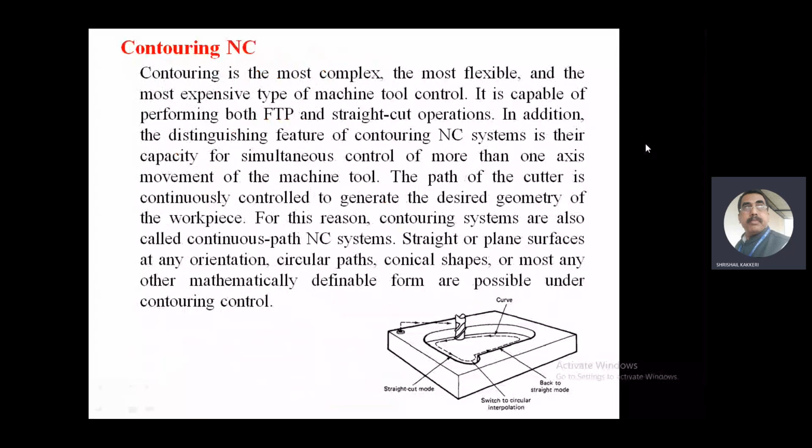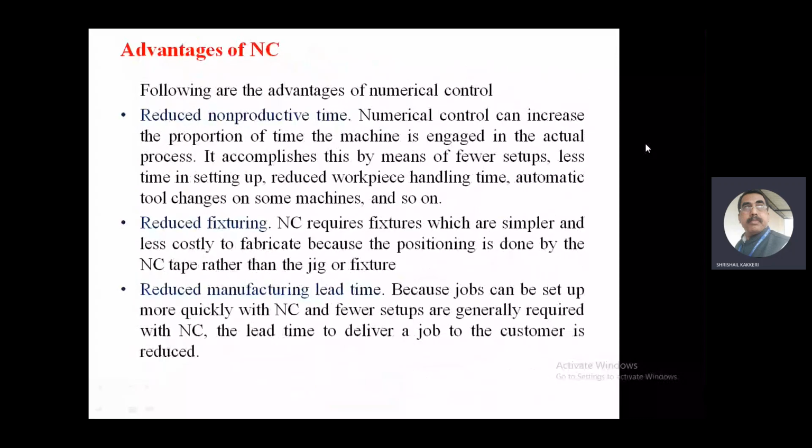All these you must remember so that you can think about what best you can do. So those are the three important motions. PTP, point to point, for multiple drilling operations. Straight cut, for end milling operations. Contouring, for very complicated shapes. Very simple. And you can write the simple figure and explain it.